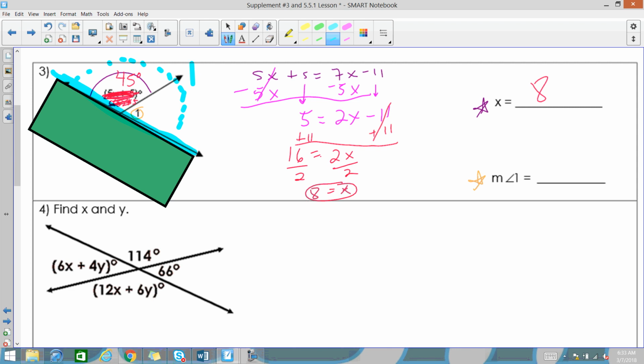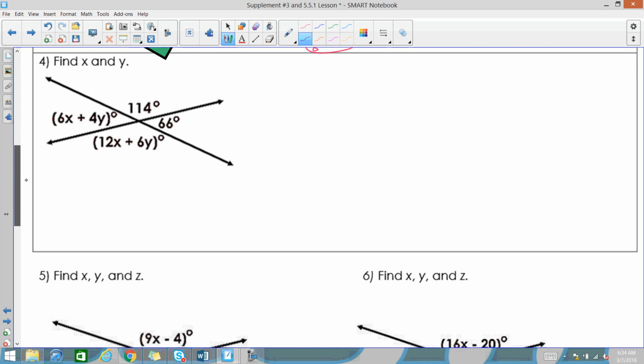They form a line, and a linear pair adds up to 180 degrees. So we can solve for the value of angle 1 by going 180, which is the total of these two, minus 45, and that's going to be 135 degrees. So angle 1 is 135 degrees. But you could never have found angle 1 if you didn't find the value of x. So that's using linear pairs. All right, here we go.